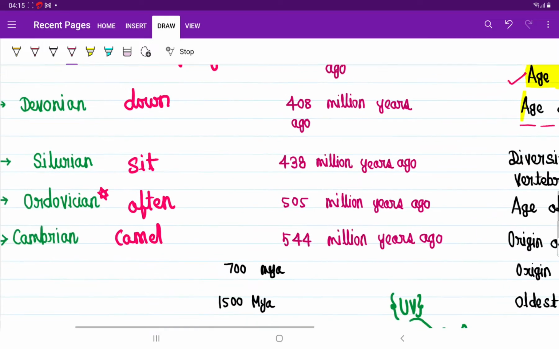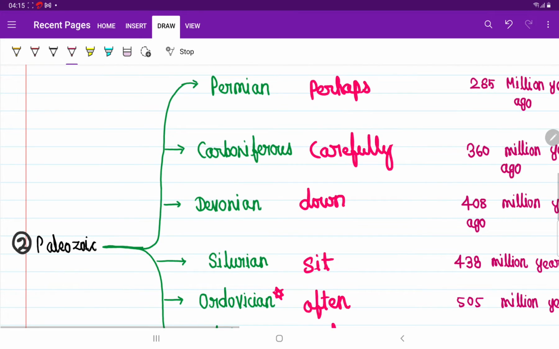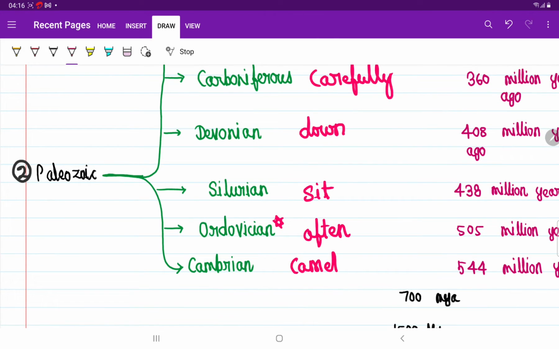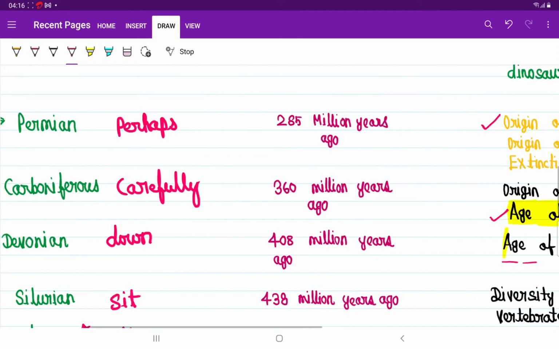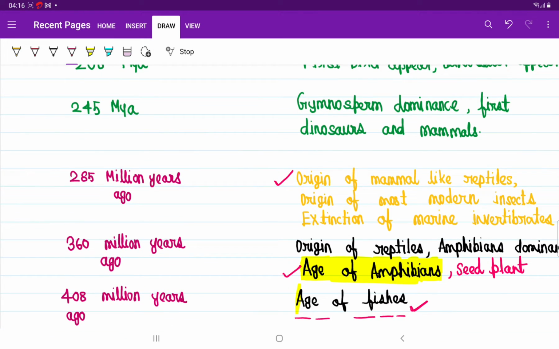So if I summarize this: Paleozoic Era, Cambrian, Ordovician, Silurian, Devonian, Carboniferous, Permian. In that, Devonian is called the age of fishes, and Carboniferous is called the age of amphibians, and it is in the Permian that the first mammal originated. That guy was like a tree shrew. Yes. And the first seed plant also originated during this period only, the Permian period.